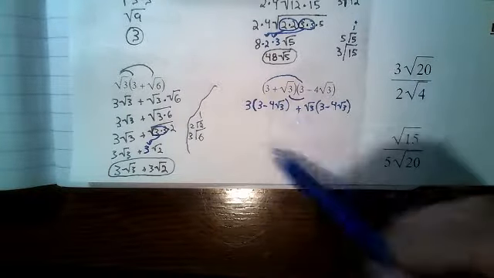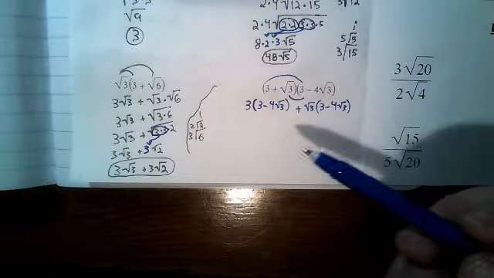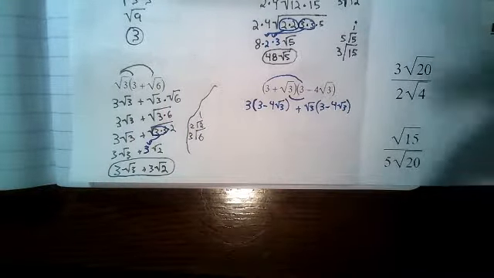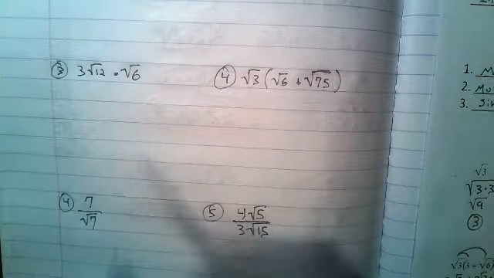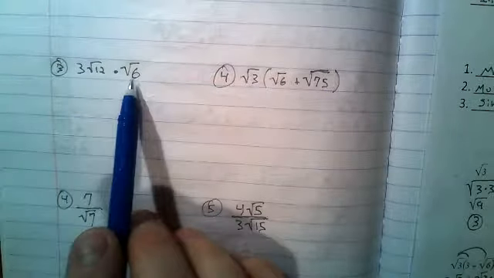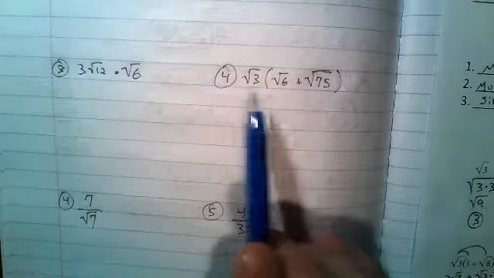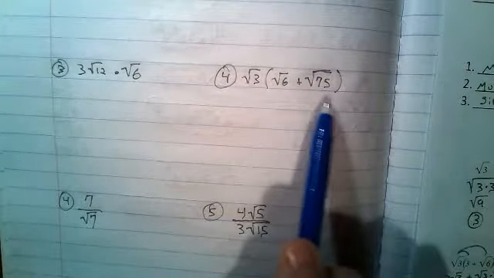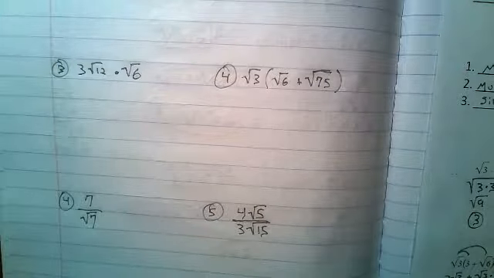Distribute in the 3, distribute in the square root of 3, and then see what you can add together. If you want me to check your answer as you try this problem out, please feel free to do so. If you want me to come over and do it with you, I can do that too. But the next step for you is to do problems 3 and 4 on the left side for practice. Number 3 is 3 square root 12 times the square root of 6. And number 4 is the square root of 3 times the quantity square root 6 plus square root 75. When you're done with that, you're going to show your teacher, and he or she will check your answer.